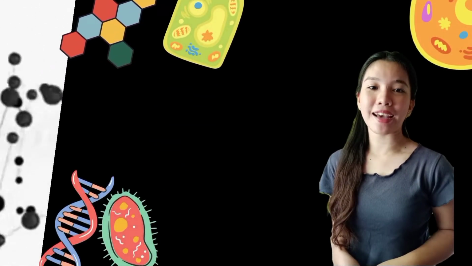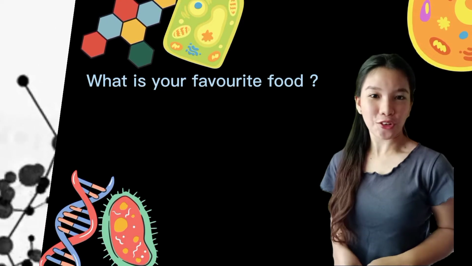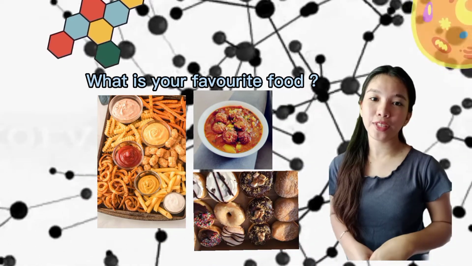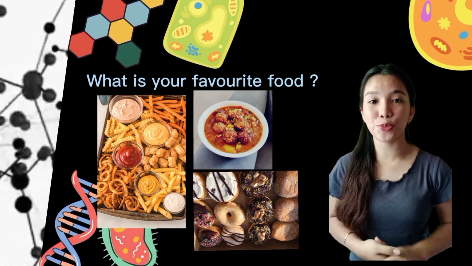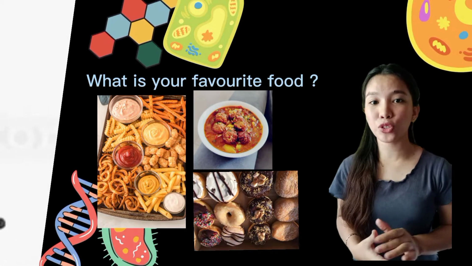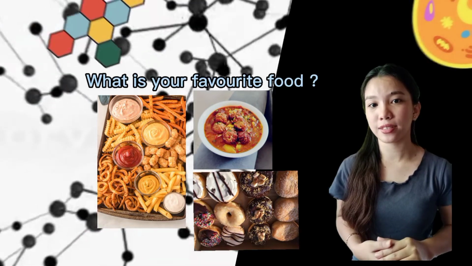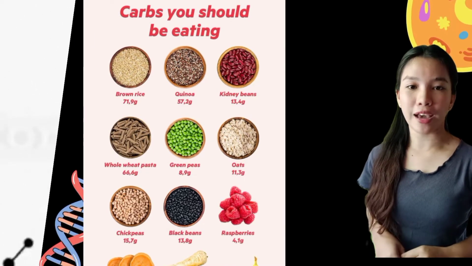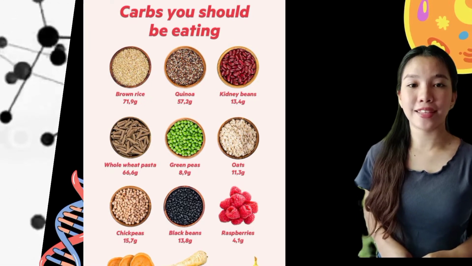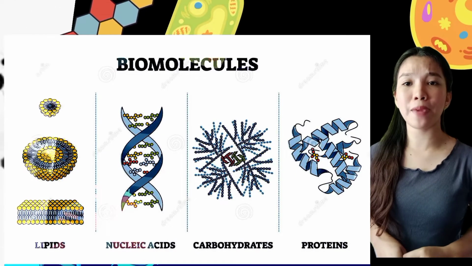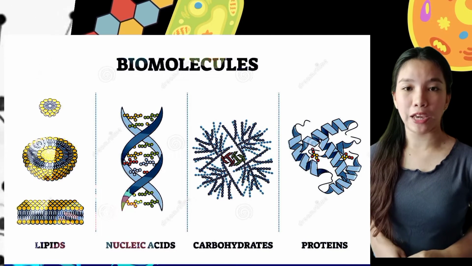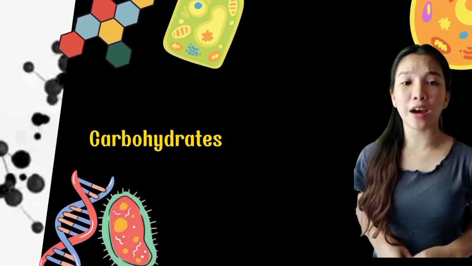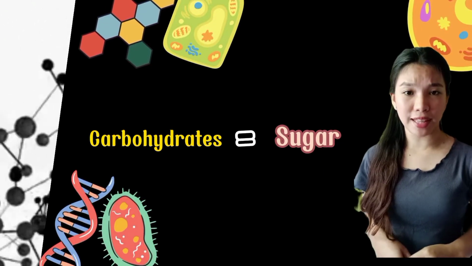But first, let me ask you a question. What is your favorite food? We all know that people commonly want food with sweets, and most of its content is sugars. Food is a source of large molecules that we need for life, called biomolecules. These consist of four major biomolecules that make up life, and carbohydrates are one of them. Did you know carbohydrates and sugar are in the same class of molecules?